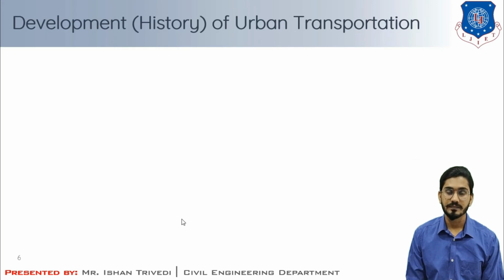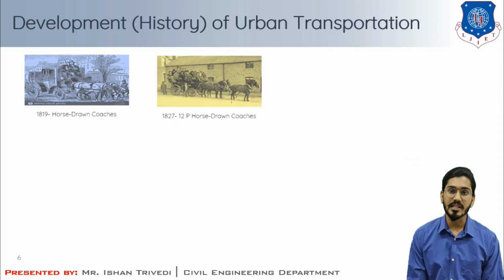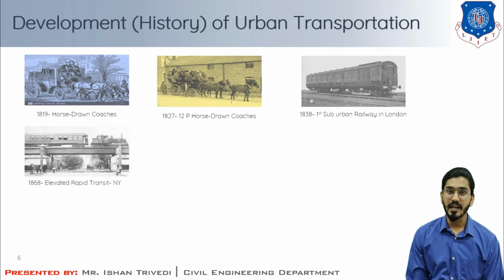all over the world. First, horse-drawn coaches for public carriage were introduced in 1819 in Paris and in 1827 in New York City. After the demand increased in London, they introduced a suburban railway in 1838, which was introduced after the public transport service was required in 1832. In 1868, elevated rapid transit was introduced in New York City.